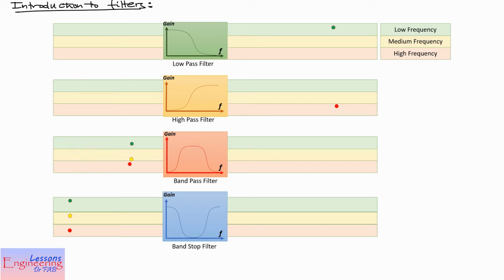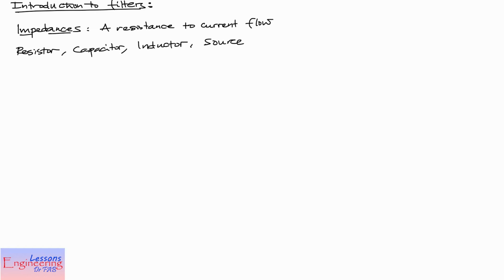Now, before I move on to the introduction of these filters, I'd like to revise an important topic called impedances. An impedance is a resistance to current flow. The most common electronic devices are the resistor, capacitor, inductor, and of course the source. In most electrical electronic circuits, you will find these components, and each of them will have some resistance to current flow called impedance.